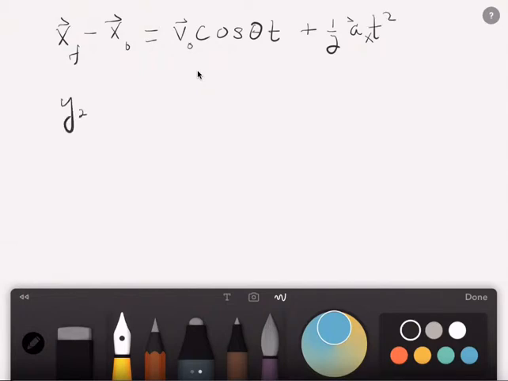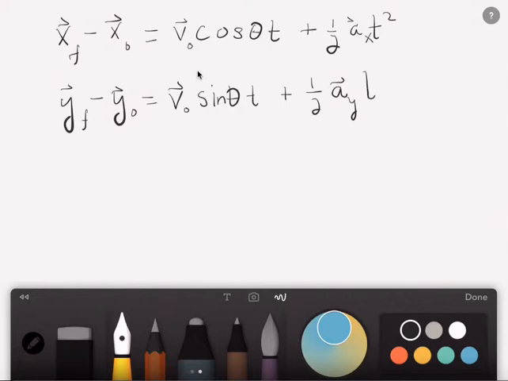Our second one is here. Displacement in the y direction equals the product of the initial velocity, sine theta, and t, plus 1/2 a_y, in this particular case the acceleration in the y direction, times t squared. So let's analyze equation number, in this particular case, let's just call it 1, since we're treating a new experiment.